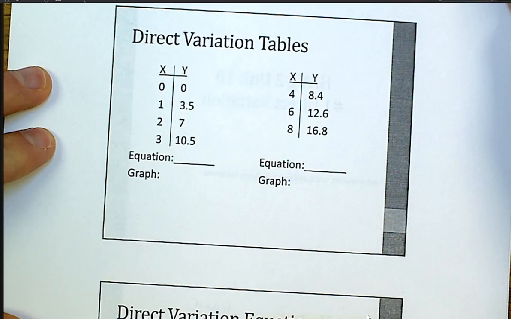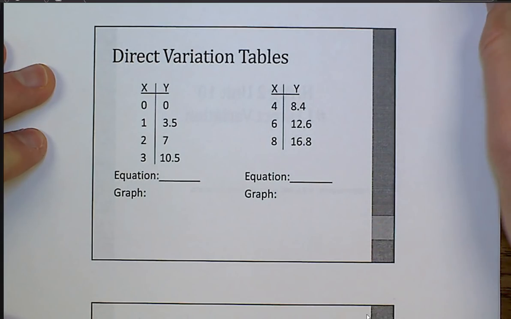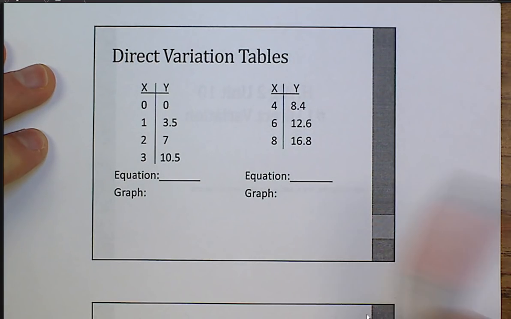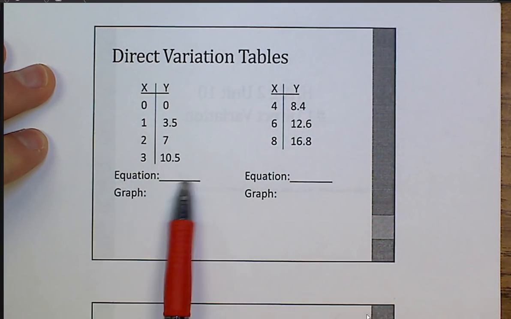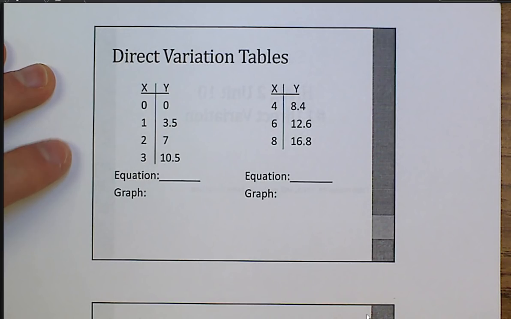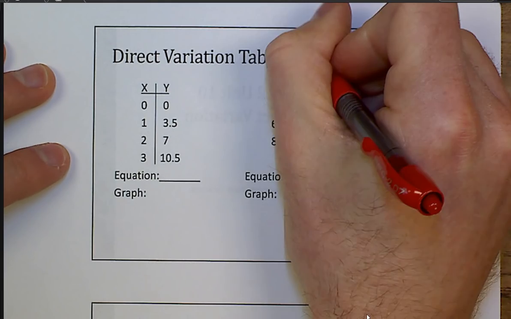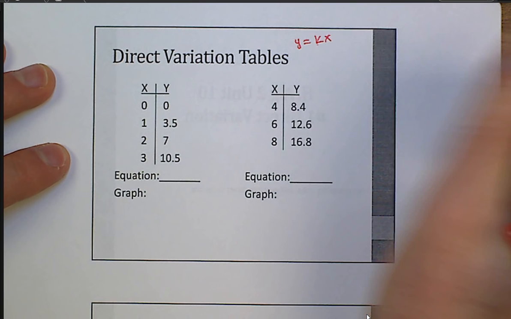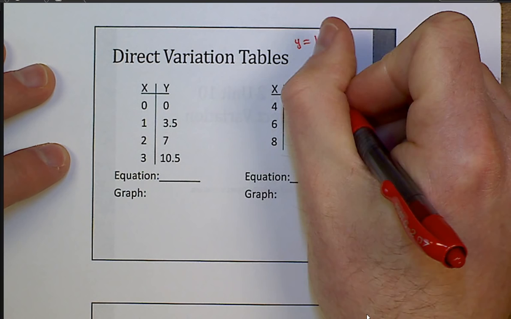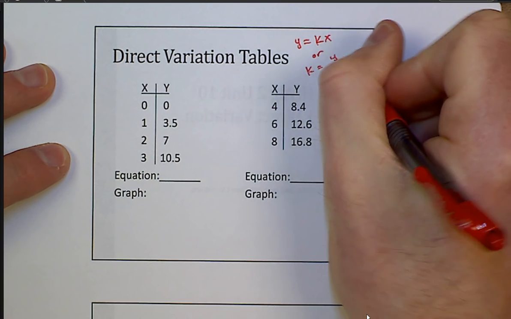So there's a couple different ways we can do this. Here's an example where you're given a table and you need to come up with an equation and then just draw a rough sketch. We're thinking y equals k times x as our equation, or a lot of students will think of this as k equals y over x, to find the constant of variation.